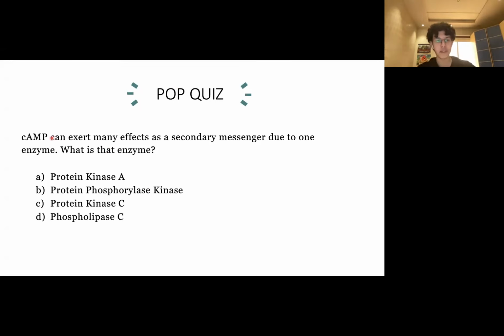So let me just repeat this. Protein kinase C and phospholipase C have nothing to do with cyclic AMP, so C and D are wrong. The correct answer is protein kinase A, because B, protein phosphorylase kinase, is only involved with glycogen metabolism. Protein kinase A is involved with practically everything. And phospholipase C activates the calcium channels? No, calcium channels will be activated by IP3. IP3 is made by phospholipase C breaking PIP2 into DAG and IP3.